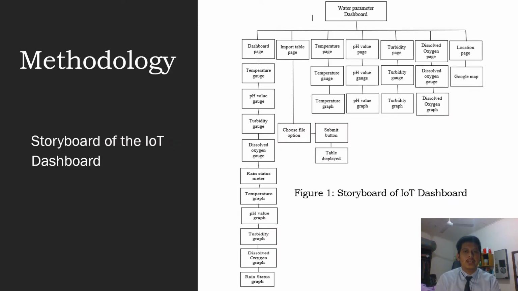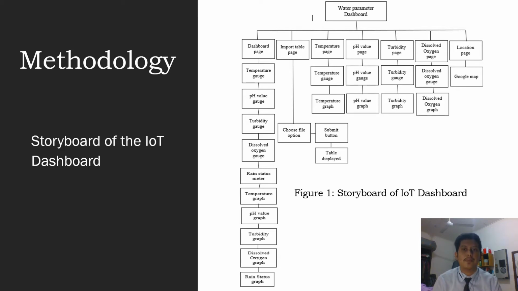For the methodology, this is the storyboard of the IoT dashboard. As you can see here, there are 7 pages inside the IoT dashboard. The first page is the dashboard page, which has temperature gauge, pH value gauge, turbidity gauge, dissolved oxygen gauge, rain meter status, temperature graph, pH value graph, turbidity graph, dissolved oxygen graph, and rain status graph.